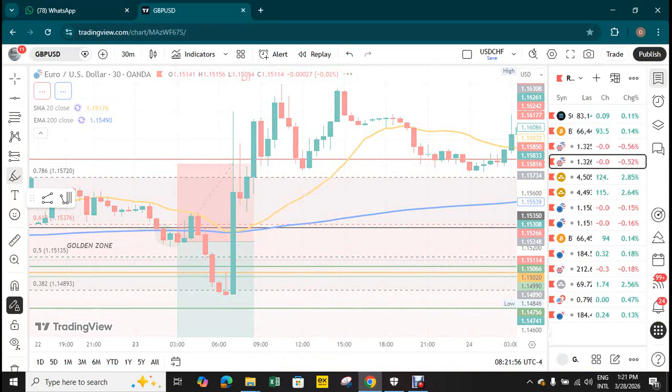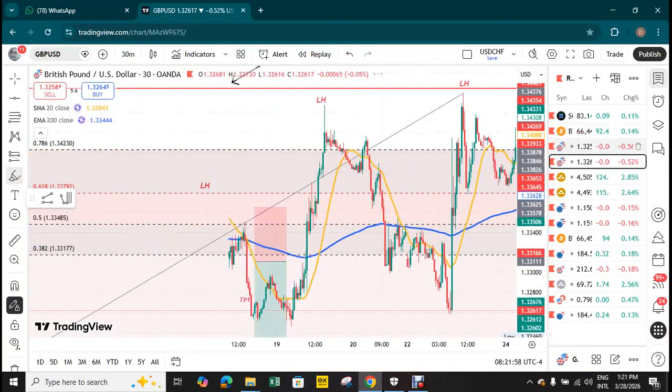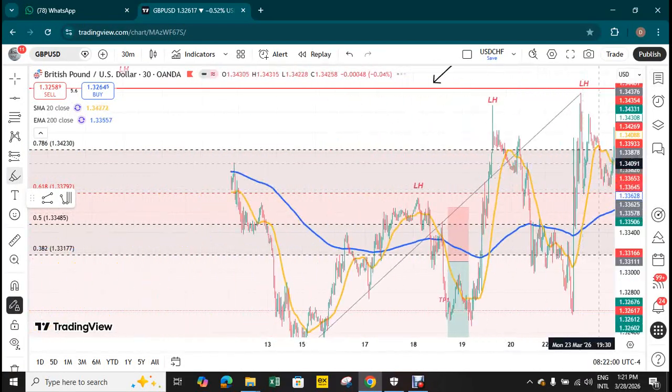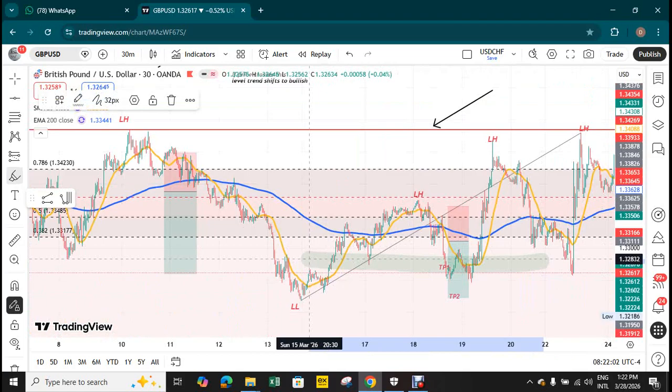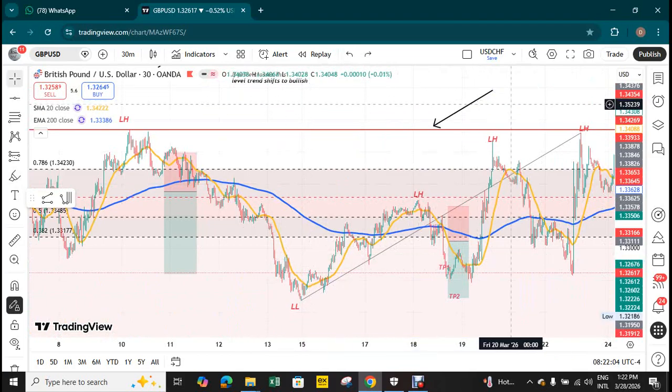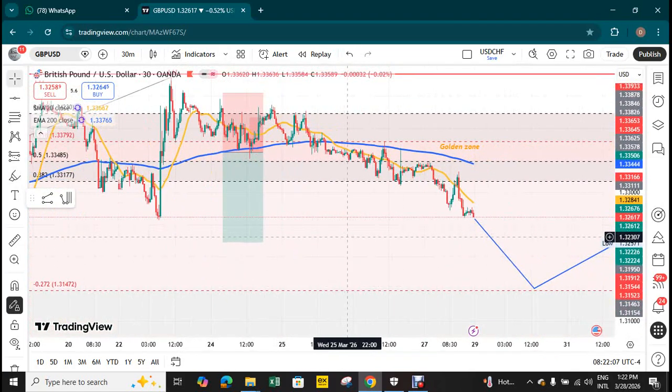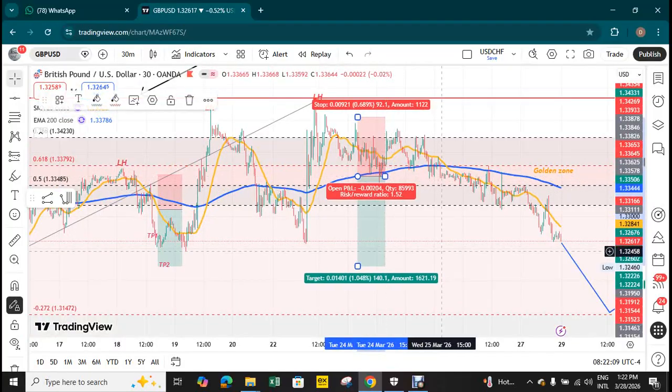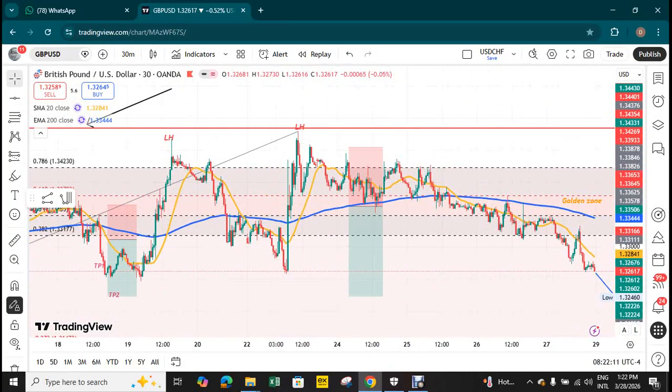Okay, so this is GBP USD. Sorry. Okay, so this is the chart. Okay, what happened here on the 30 minutes time frame?